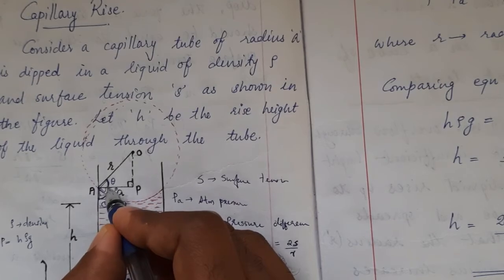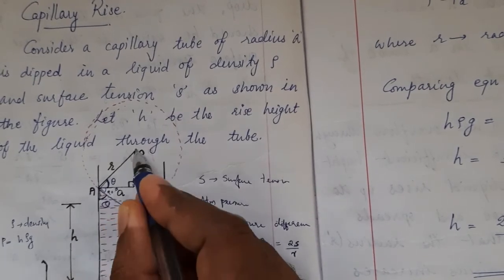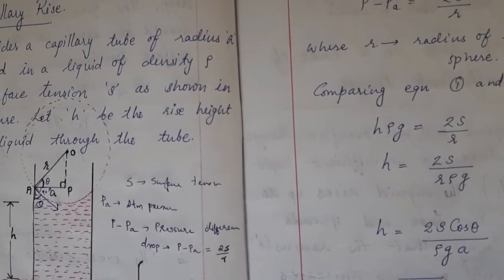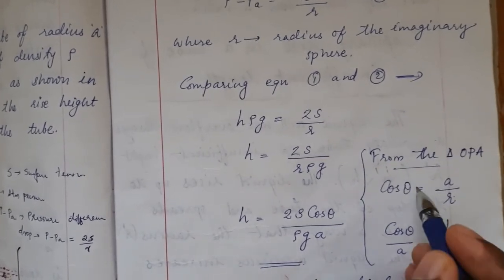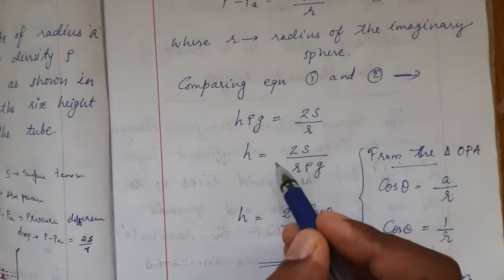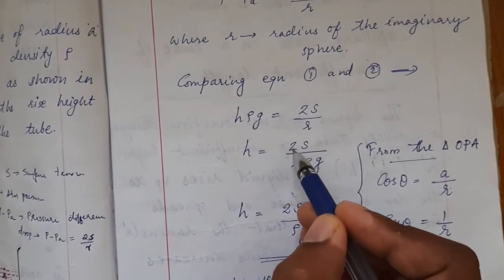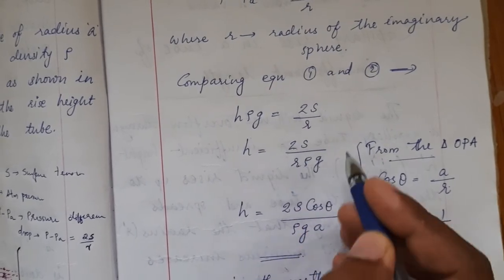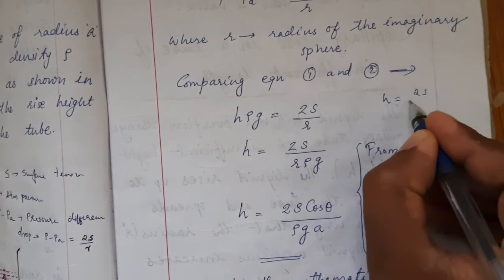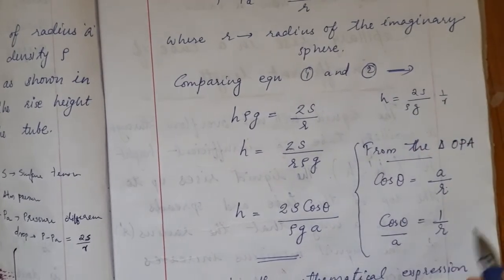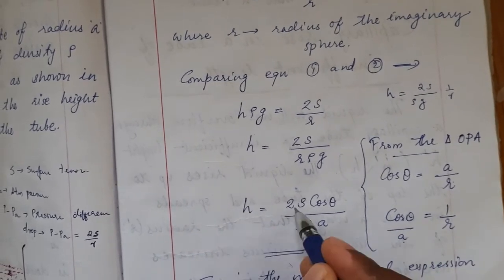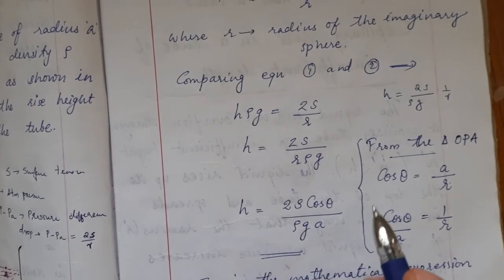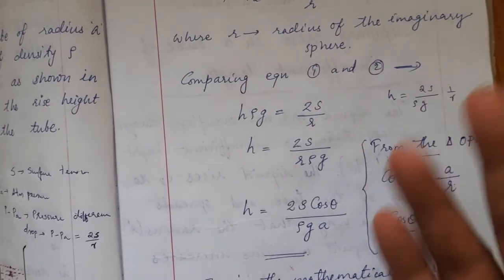So from this I can write cos theta. Cos theta is the adjacent side a divided by the hypotenuse R. From triangle OPA, cos theta is a by R, which means I can take 1 by R. In the equation I have R in the denominator, so I can write h as 2S by rho g into 1 by R. I will rewrite this 1 by R in terms of cos theta: cos theta by a is 1 by R. So I get h equal to 2S cos theta by rho g a. This is the mathematical expression for capillary action.